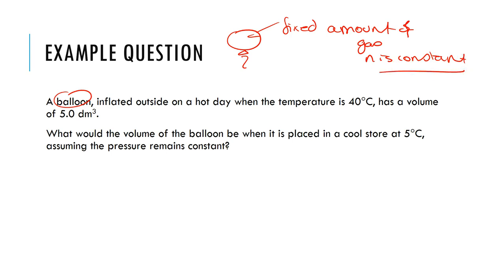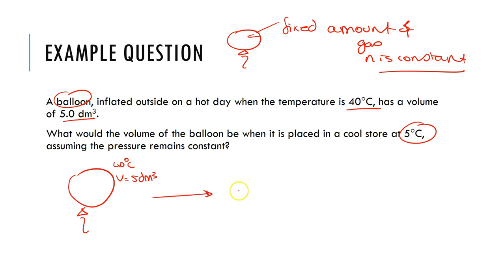So this balloon has been inflated outside on a hot day when the temperature is 40 degrees C. It has a volume of 5 decimeters cubed. So we have a balloon that is at 40 degrees C and has a volume equal to 5 decimeters cubed. We are then going to take the balloon inside into a cold store at 5 degrees, not 50, 5 degrees C, and with the pressure and the amount of gas remaining constant, we need to find the new volume.